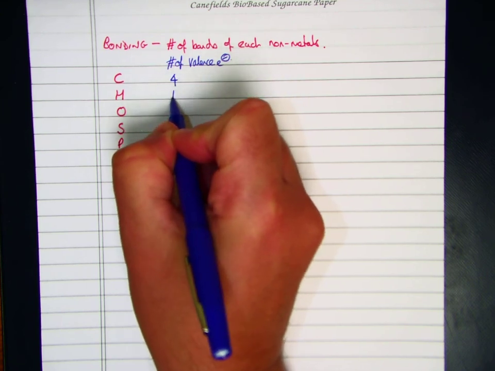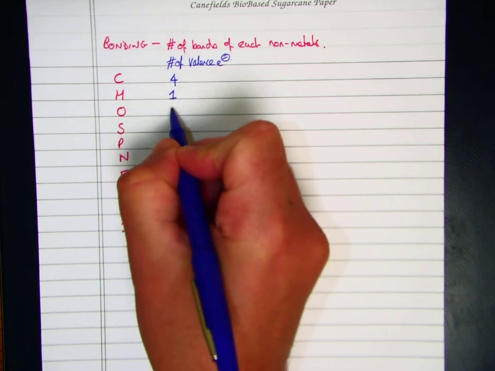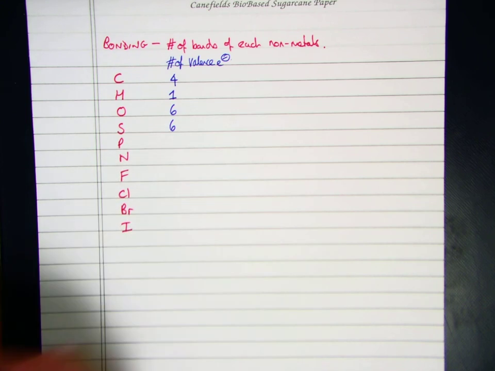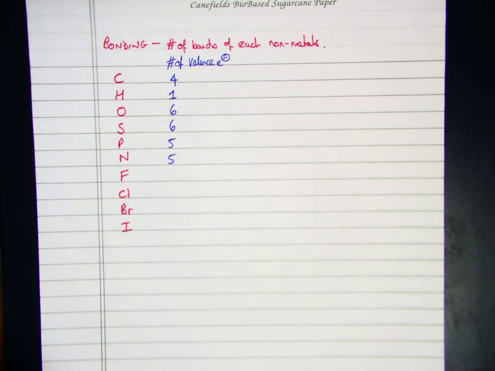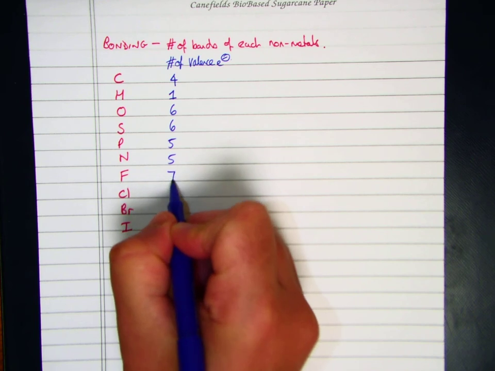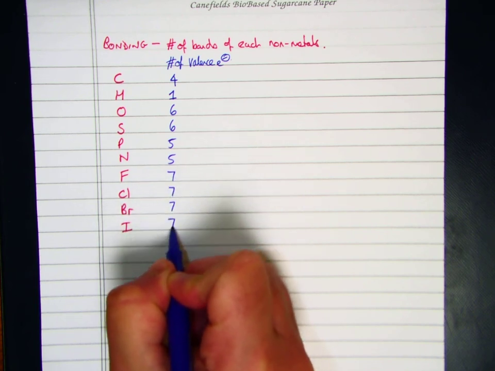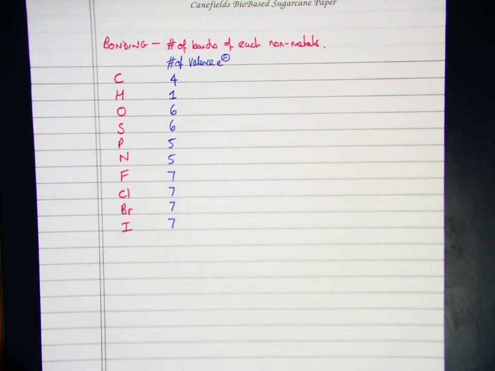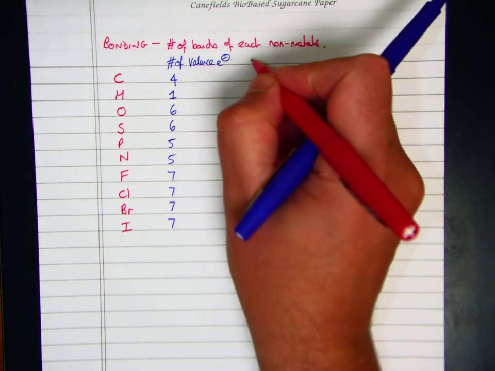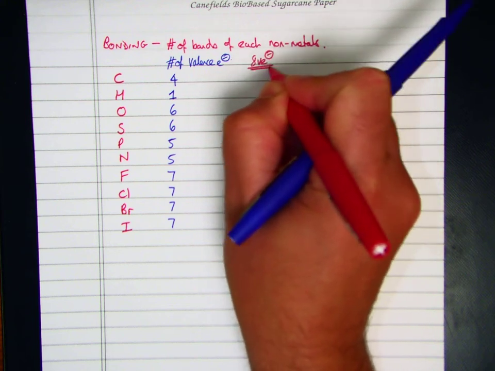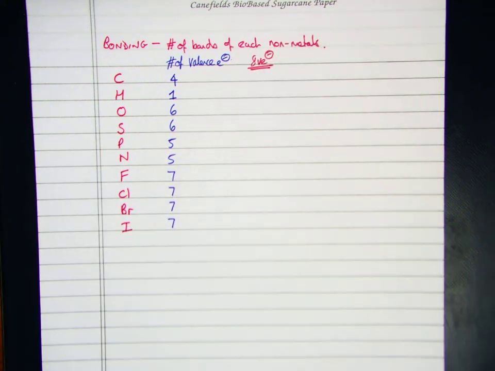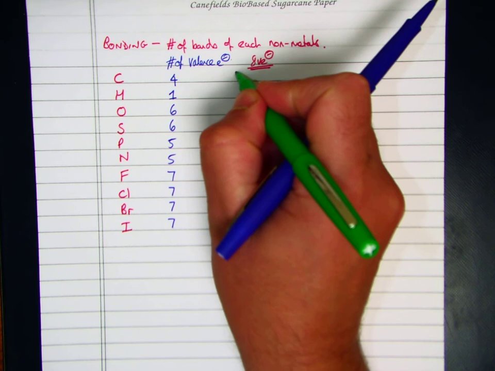Carbon's got 4, hydrogen's got 1, oxygen and sulfur obviously have 6 because they're in the same family. Phosphorus and nitrogen have the same because they're in the same family. And then fluorine, chlorine, bromine, iodine, those are halogens. So we've got that. And then obviously we want 8 valence electrons. So how many electrons do we want to gain? So we need 4 here.